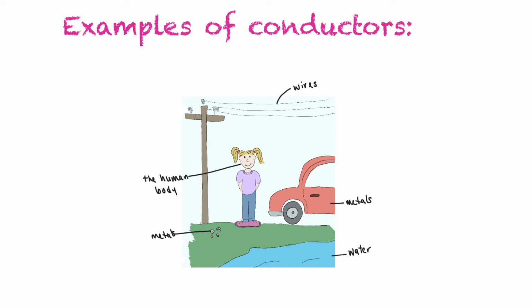The human body is a conductor. Metals, so the coins on the ground in this picture, would be examples of conductors. The car would be a conductor because it's made of metal, and then water is a conductor as well, which is why it's quite dangerous if you're swimming in a pool during a thunderstorm. You need to be evacuated because water, if lightning hit it, would actually transmit the electric charge from the lightning bolt throughout the water and could actually kill you.